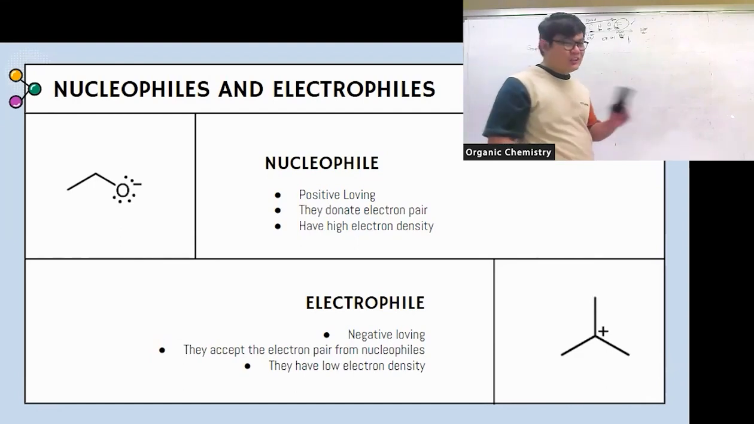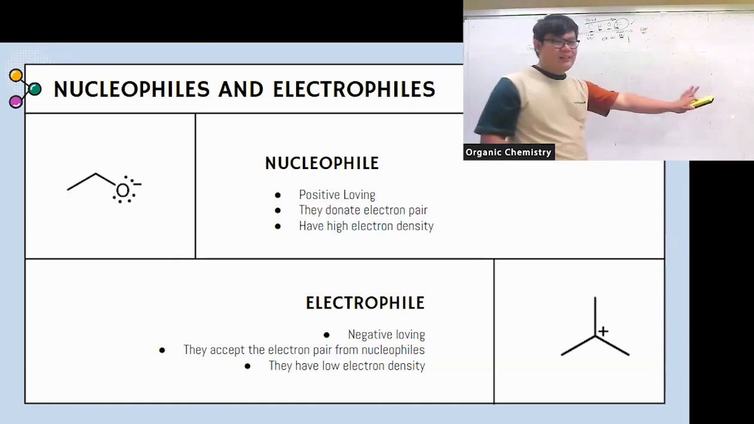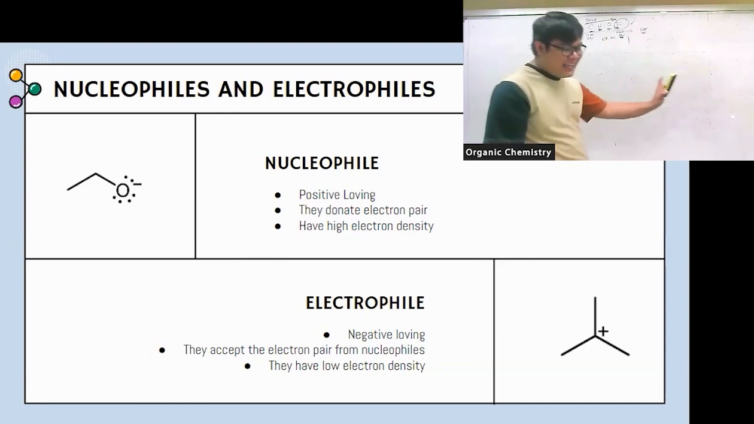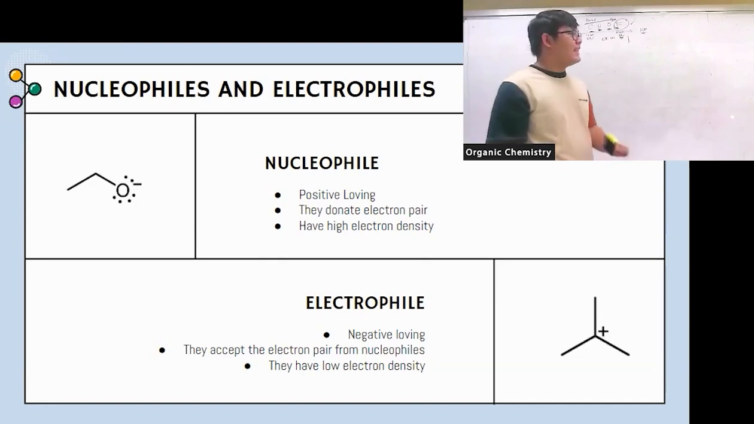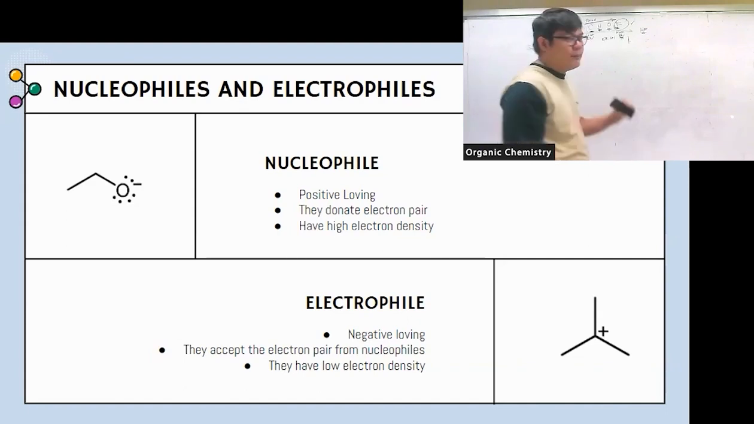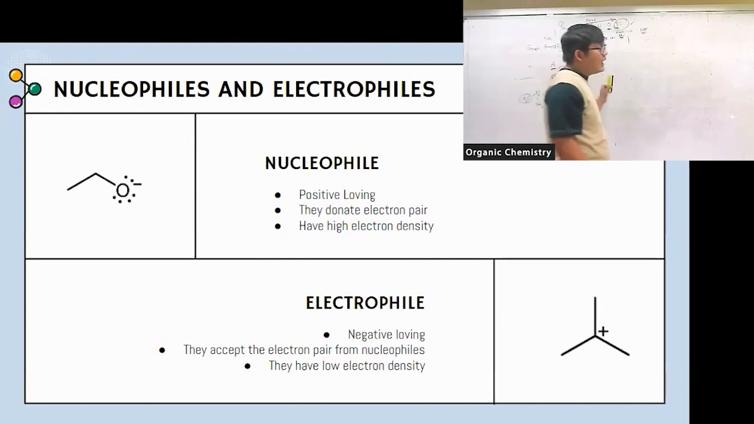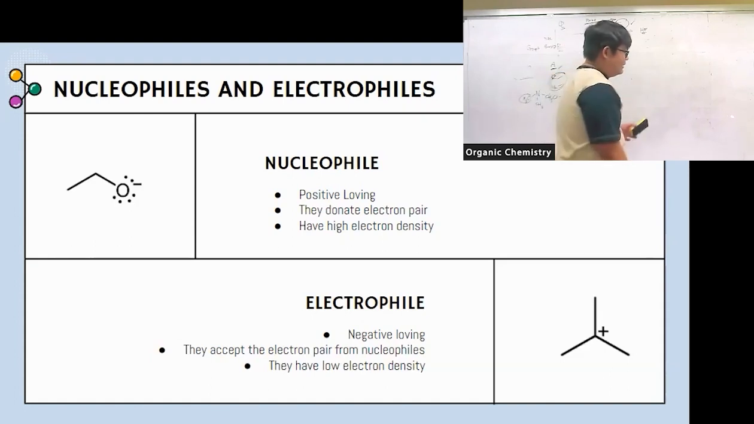From what I have taught you earlier, in the first part of our lecture, where does our electron flow go? From a region of high electron density to a region of low electron density. So if that's the case, the flow of electrons in organic chemistry is always, and you need to remember this when you're doing organic chemistry, from the nucleophile to the electrophile. It would be very wrong to go from the electrophile to the nucleophile. That is not possible, okay?